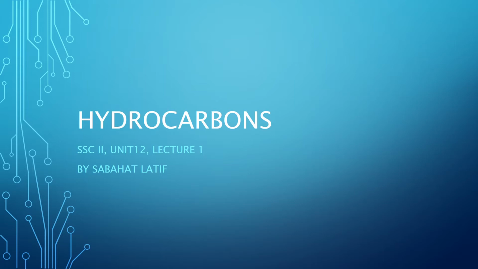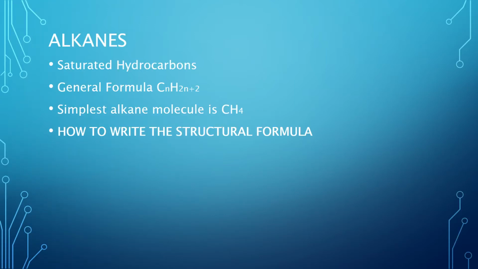Today we will start the hydrocarbons. It is the first lecture about unit 12 from SSC 2. Alkanes are the saturated hydrocarbons. Saturated hydrocarbon means all the carbon to carbon bonds are singly bonded. Each carbon atom is singly bonded with other carbon atoms. The general formula for the alkane is CnH2n+2, where n indicates the number of carbon atoms in the molecule. And the simplest alkane is methane, having the formula CH4.